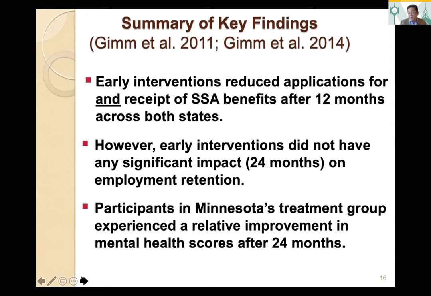So just a summary of our key findings, again, from the 2011 report, as well as a 2014 publication. The good news is that early interventions did reduce applications and receipt of SSA benefits after 12 months across both states. So the main message here is that policy interventions, early interventions, are effective in this case in reducing dependence on disability programs. However, the early interventions did not have a significant impact on employment retention.